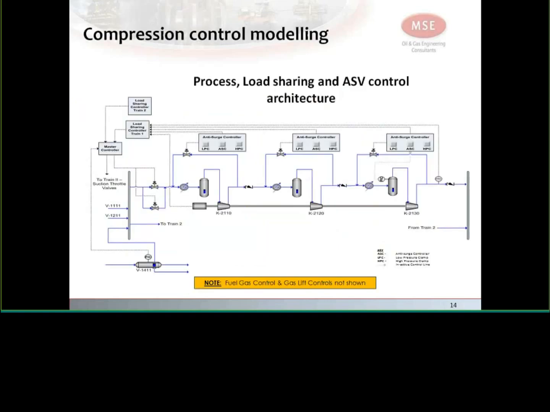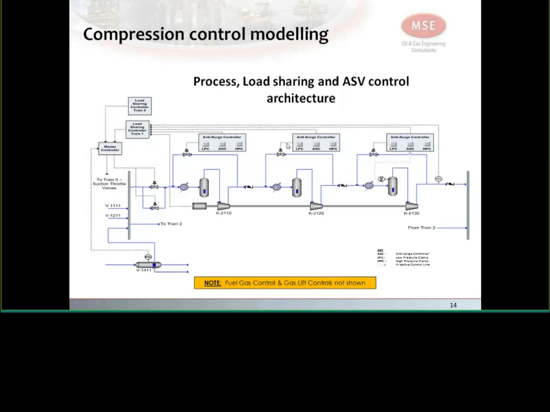Obviously, we had to simulate the compressor control in more detail, especially the load sharing controller that clearly wasn't doing what it was meant to do. But the question is, was the controller actually doing what it was designed to do or not? And was it enough to split the flow evenly? Well, clearly it wasn't.